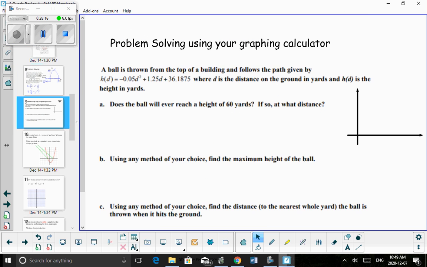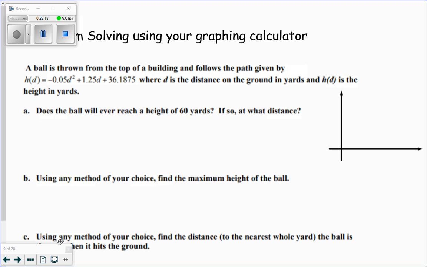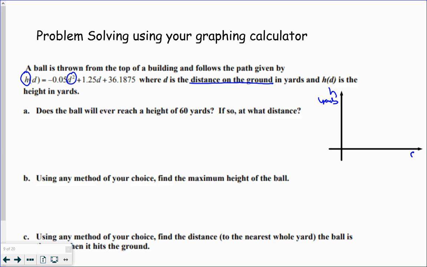Okay, so let's continue on to another problem-solving example. A ball thrown from the top of a building follows a path given by this equation, where d is the distance on the ground in yards, and h(d) is the height in yards. This one is a little different in that we don't have time. h is the height, in yards, and d is the distance, also in yards. We want to find out how high the object gets thrown and how far it gets thrown. There's no time here with this one.